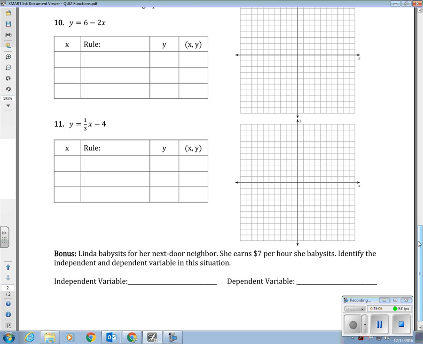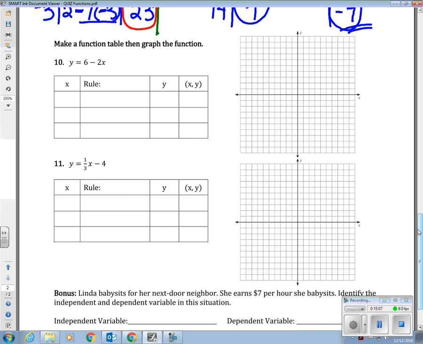Okay, the next one here says to make a function table and then graph the function. This first one, I think most people got correct, other than the graphing, that some of them did it wrong. A lot of you remembered, because this time they're not telling me anything to use, but they are giving me 3 places here, 1, 2, 3. So I need to come up with 3 values for x. It doesn't tell me anything, doesn't give me any values here, so I pick. Remember, we like -1, we like 0, and we like 1, especially if there's no fractions involved.